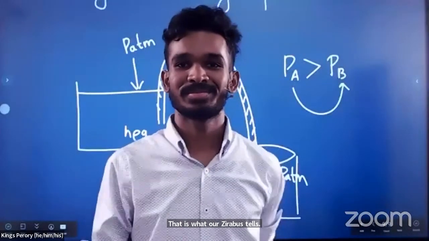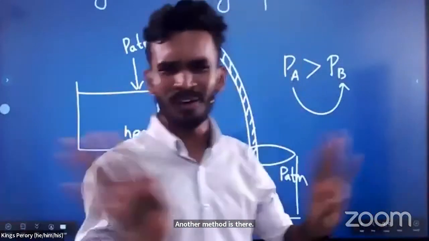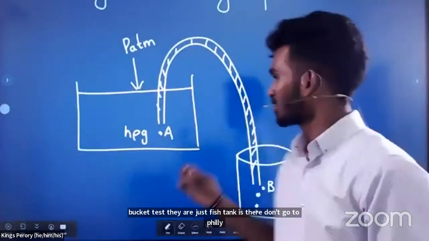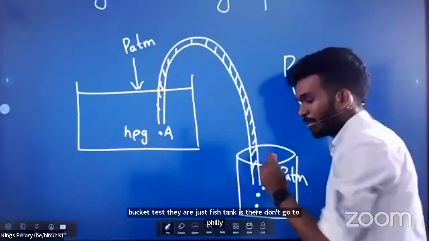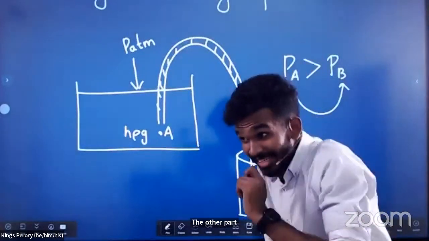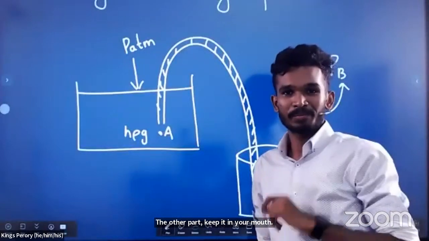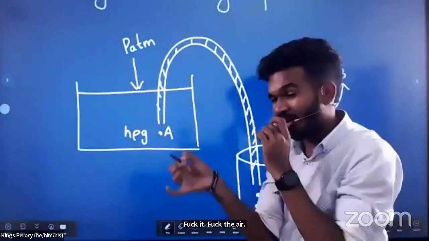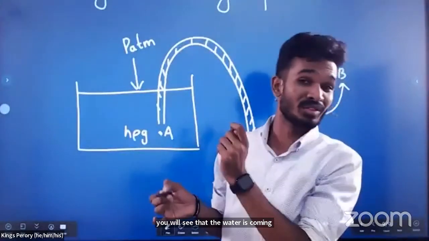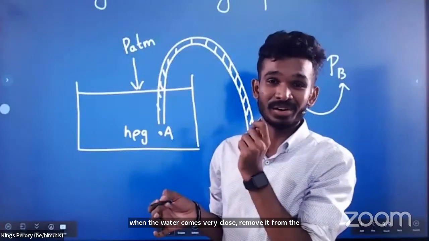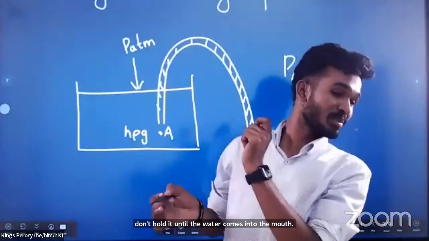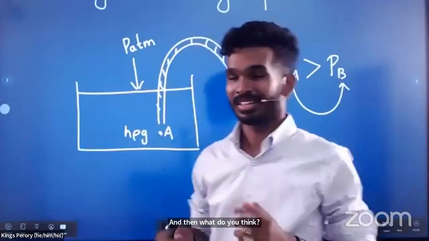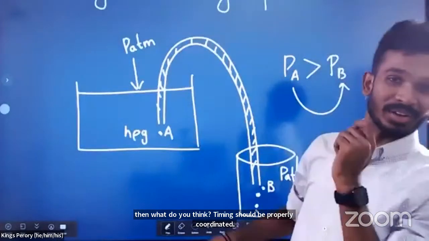Another method is there. What is that? Don't go to fill it with water or anything. Just a bucket is there, just a fish tank is there. Don't fill it. Take the tube, put the tube inside this. The other part, keep it in your mouth. Suck the air. When you suck the air, you will see that the water is coming. When the water comes very close, remove it from the mouth. Don't hold it until the water comes into the mouth. When the water comes near the mouth, you remove the mouth and then put it inside. Timing should be properly coordinated.